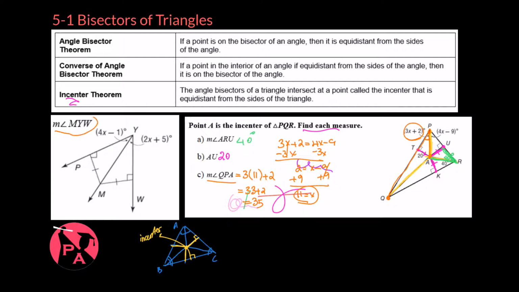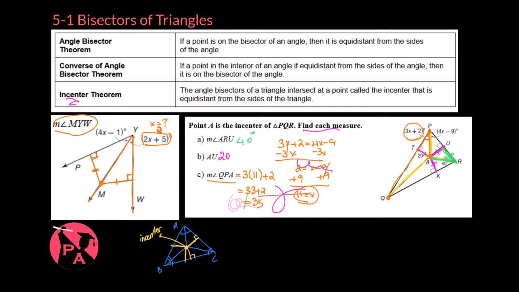We need to figure out the measure of angle MYW. Let's see what that angle is. Angle MYW is given as 2x plus 5. First we need to figure out what x is, and then we need to plug it in for this. If you look at the question carefully, we have a point M which is equidistant from the sides of an angle. 90 degrees, 90 degrees, and the measures are the same. We have a point which is equidistant from the sides of an angle.